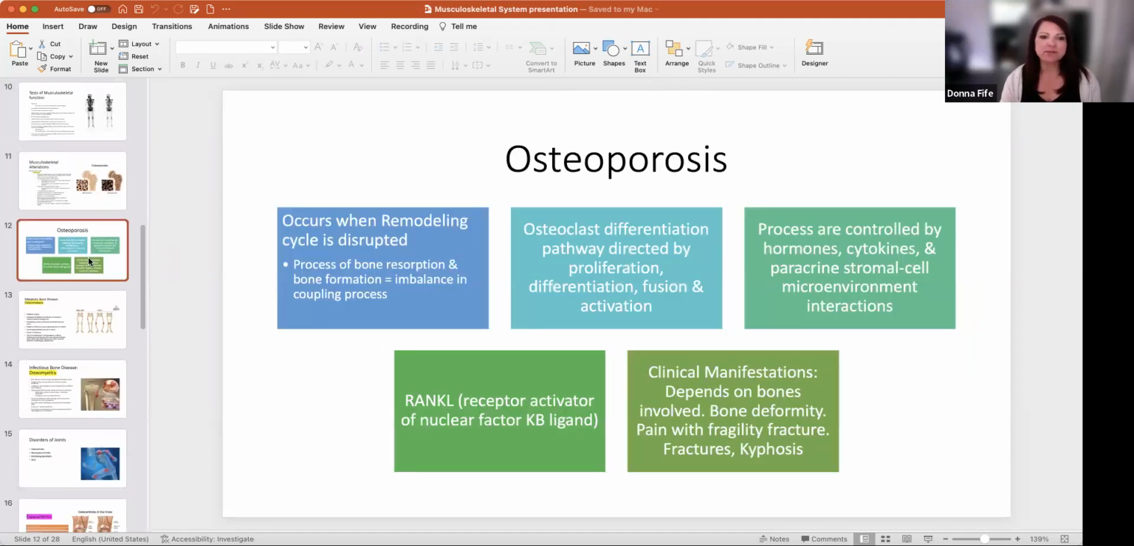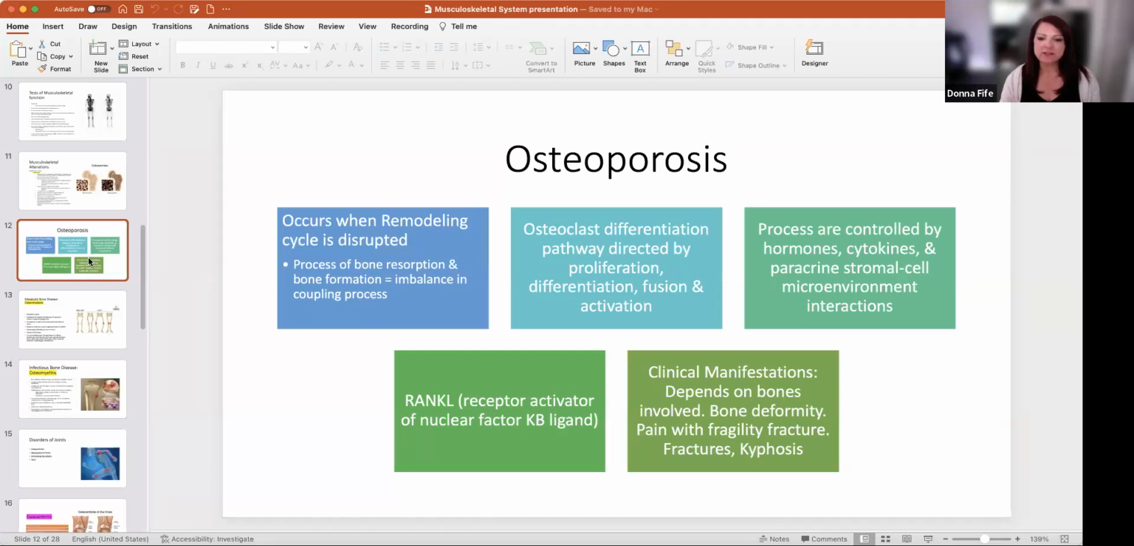More on osteoporosis. This occurs when the remodeling cycle is disrupted. The process of bone resorption and bone formation leads to an imbalance in the coupling process. We have the osteoclast differentiation pathway directed by proliferation, differentiation, fusion, and activation. The processes are controlled by hormones, cytokines, and paracrine stromal cell microenvironment interactions. The RANKL system is involved, which is the receptor activator of nuclear factor kappa B ligand.